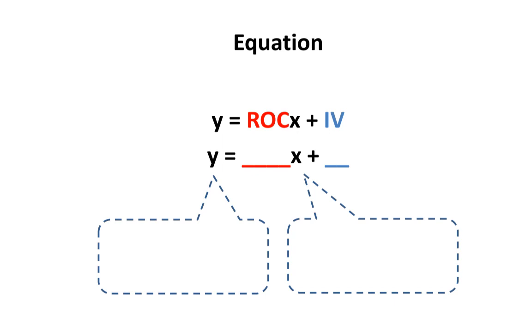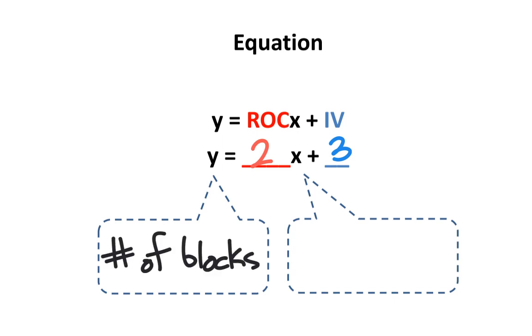I can now represent this table of values with an equation. We just determined the initial value. It was 3. The rate of change was an increase of 2 blocks for every one figure number. Therefore, the rate of change can be simplified to just 2. So the situation can be represented with the equation y equals 2x plus 3, where y represents the number of blocks and x represents the figure number.